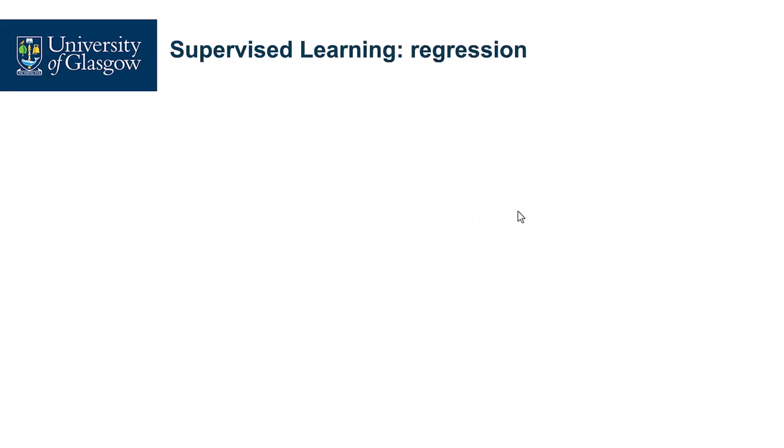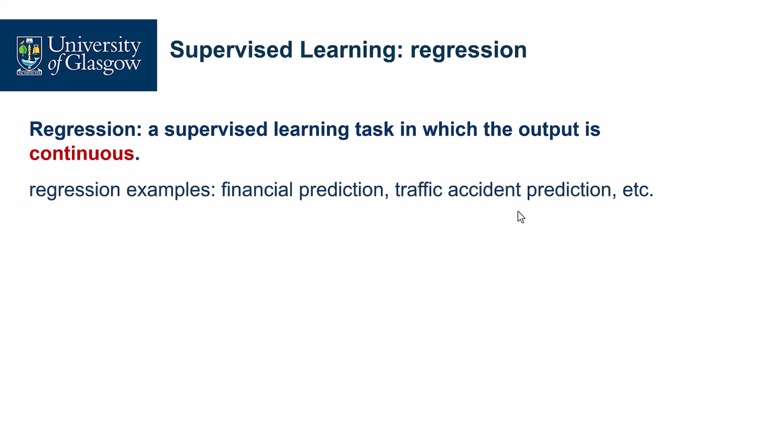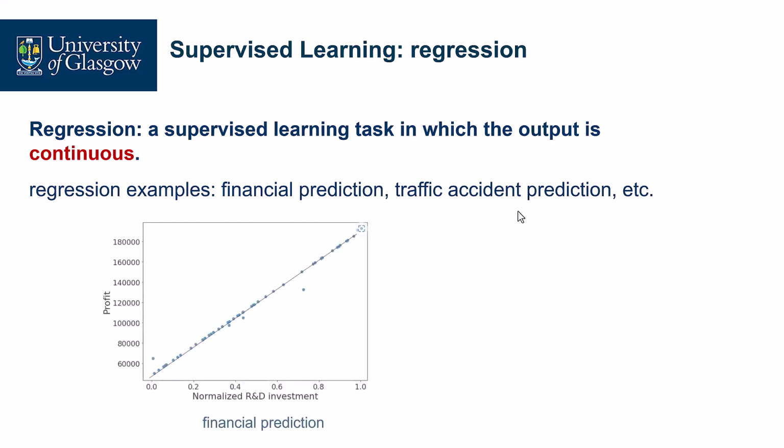In contrast to classification, there's another kind of problem we call regression. In regression, the output is not discrete anymore; it is continuous. So we call them regression problems. Here I provide some examples: for example, financial prediction and traffic accident prediction. Let's say in financial prediction, I probably provide the input as a normalized research and development investment.